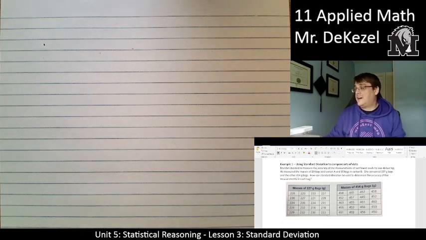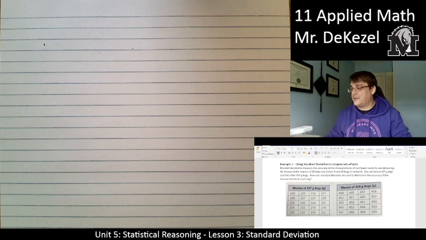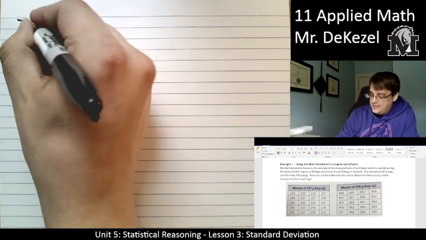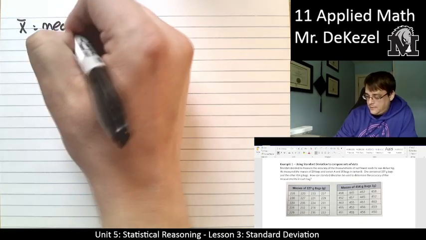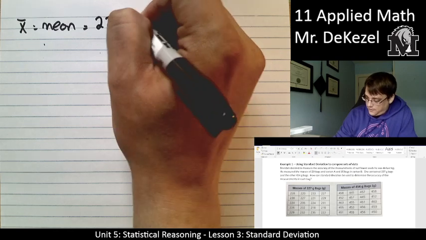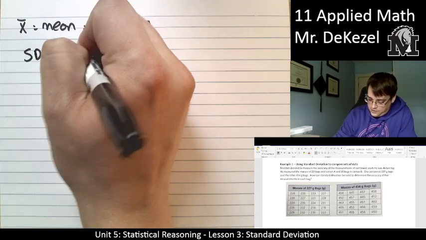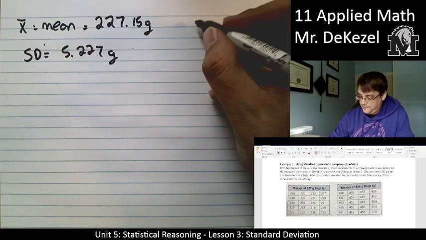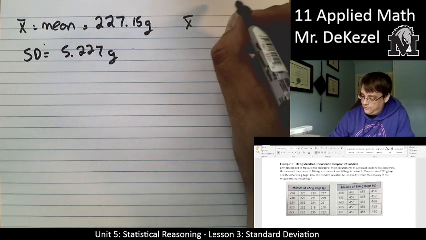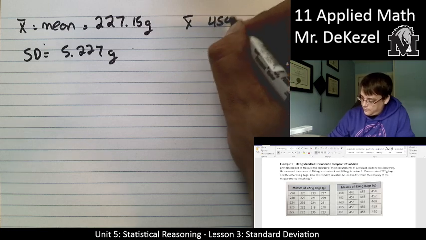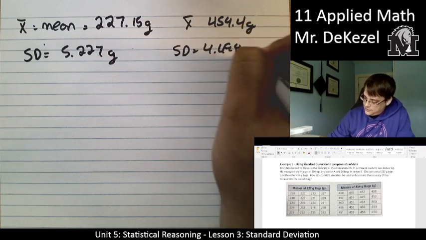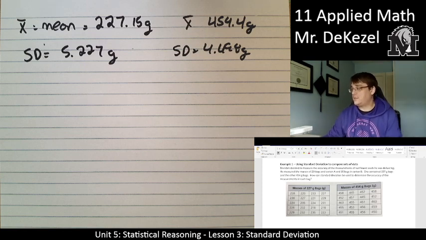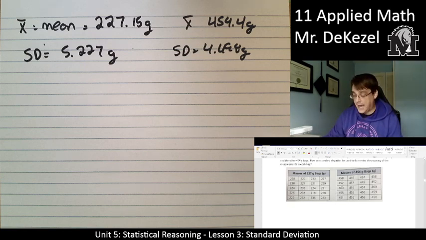Let's check out this example using standard deviation for sunflower seeds. So we have small bags and large bags. The mean, which I'm going to write as X bar, something new for you to remember, just means the mean, is 227.15 grams with a standard deviation of 5.227 grams. The other bag, 454 gram bags, have a mean of 454.4, so that's good, and a standard deviation of 4.498 grams.